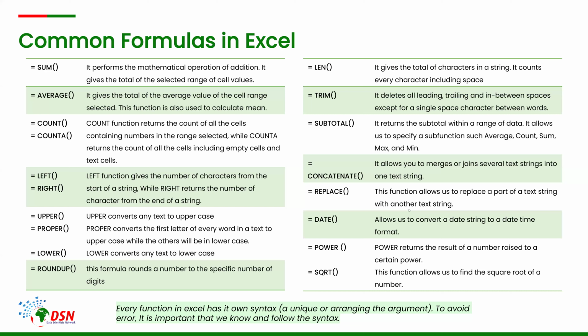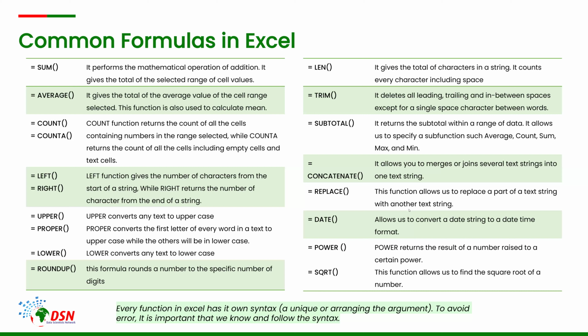Then the left function and the right function. Left gives the number of characters from the start of a string. If you enter left for a cell, it allows us to select characters from the left, while right allows us to select characters from the right. I can select from the back, I can select from the front. We are going to look at that. I'm trying to save time so that I have more time on that.